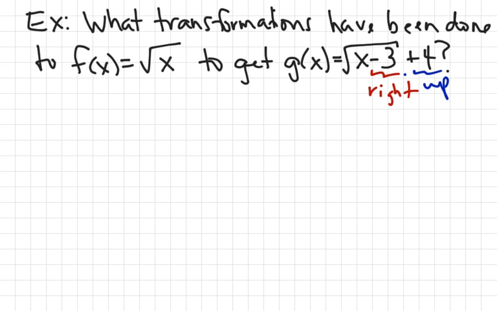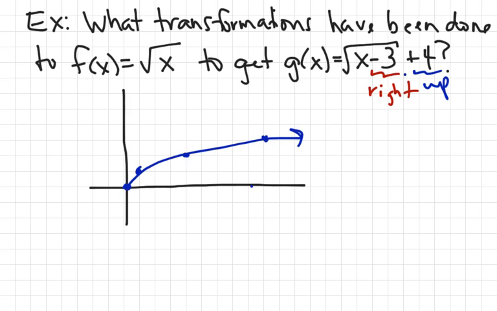So the original graph, the parent graph of the square root of x, goes through (0, 0), (1, 1), (4, 2), and (9, 3). That's the original graph. So when we move everything up 4 and to the right 3, I'm going to start with each of these dots on the graph. I'm going to go 1, 2, 3, 4 up, 1, 2, 3 to the right, put a dot. I repeat that for each point. And there would be the graph of g of x.